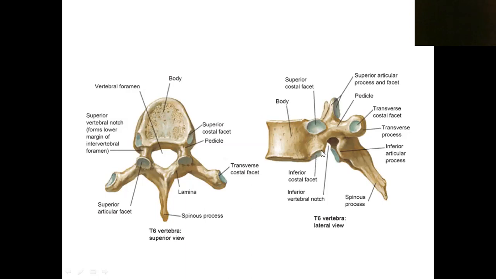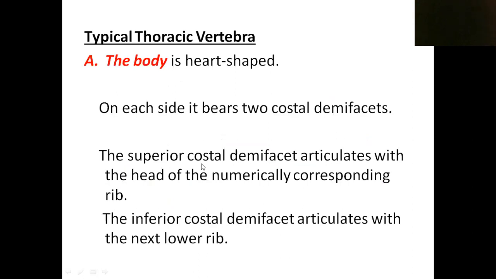The inferior articular facet takes the next lower rib. Next lower rib means if this is the fifth thoracic vertebra, the sixth rib is connected to this facet. So the body has two costal demi facets. Demi facet means only half is there, not a complete facet. The superior costal demi facet articulates with the head of the numerically corresponding rib. Then the inferior demi facet articulates with the next lower rib.